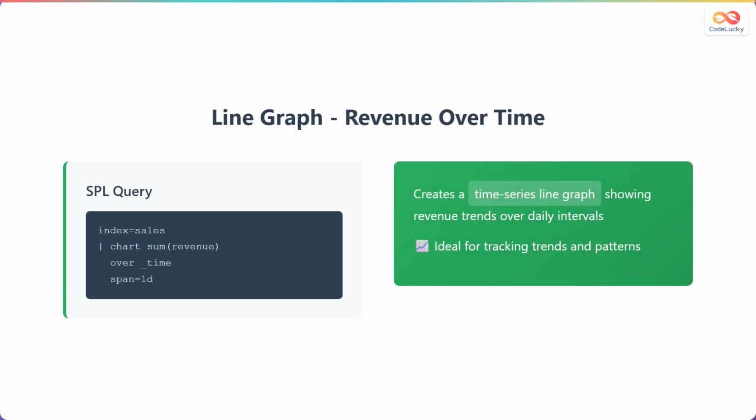Line graphs are ideal for showing trends over time. In this example, we're querying the sales index and using the chart command with the sum function on the revenue field over the underscore time field with a span of 1 day. This creates a time series line graph that shows how revenue changes over daily intervals. Line graphs are particularly effective for tracking trends and patterns in your data over time, allowing you to identify peaks, valleys, and overall directional movement in your metrics.